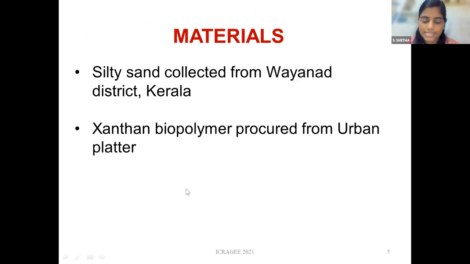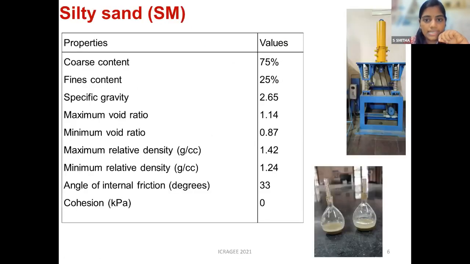The material for the present study was silty sand, which possessed zero cohesion, and it was collected from Wayanad district in Kerala itself. The additive used for the mitigation was a biopolymer, and xanthan biopolymer was chosen for the present study. It was procured from Urban Platter. These are the properties of the silty sand.